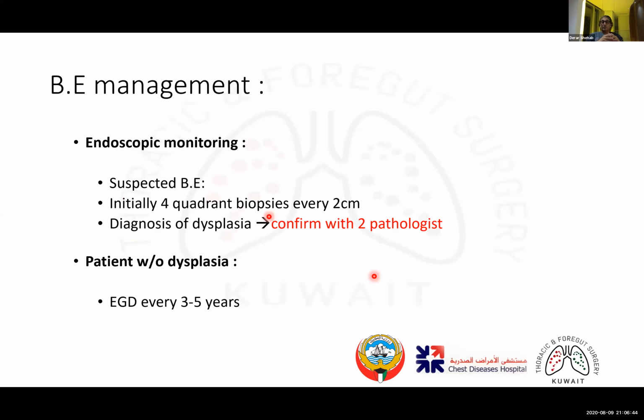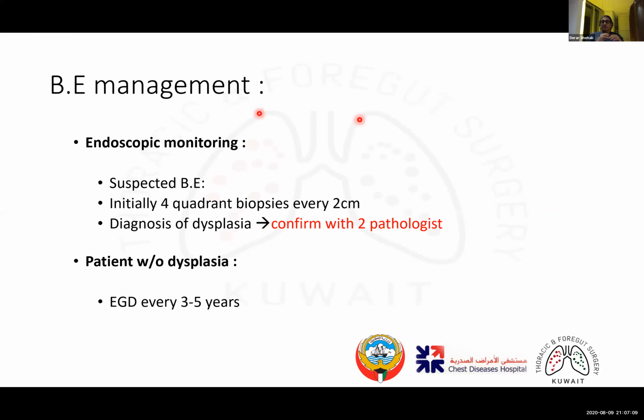And the monitoring, of course, if you decided to do upper GI endoscopy for your patient, then on the initial endoscopy, you have to do a biopsy 4 quadrants every 2 centimeters. And if you have any suspicion of dysplasia, then you should confirm it with 2 pathologists.